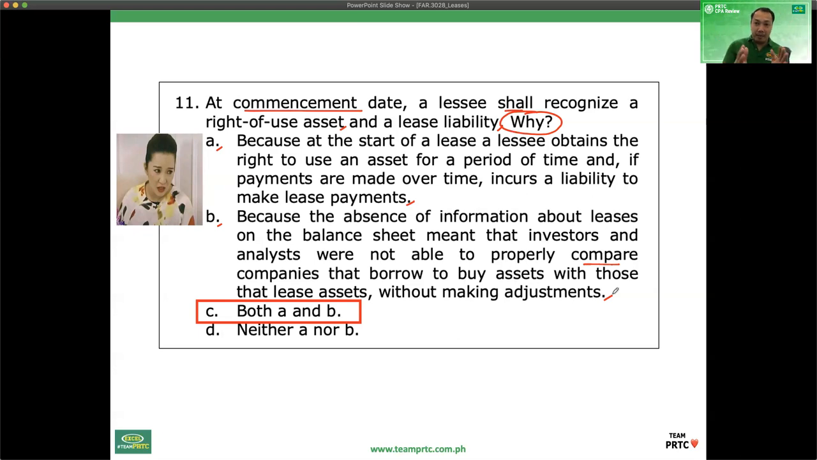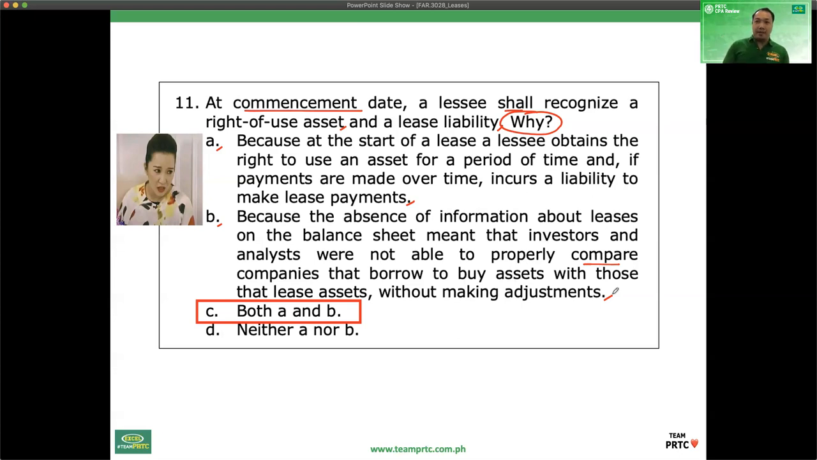So, pag i-compare mo ngayon, which one is better? Company A or company B? So, nahihirapan ang investors at yung mga analysts. So, kaya nung ginagawa nila, ina-adjust pa nila si company B as if finance lease para comparable siya kay company A.